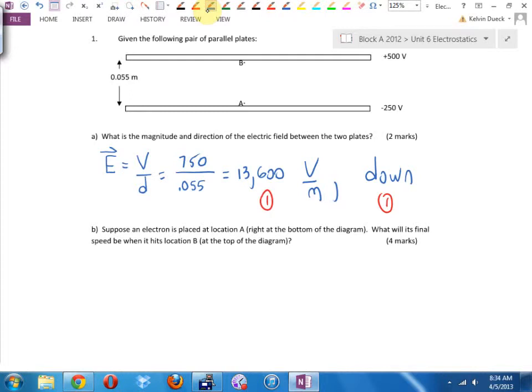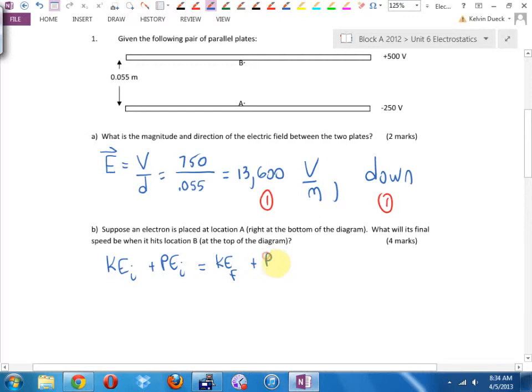Is there a change in height? Is there a change in speed? This is a job for conservation of energy. We have initial kinetic plus initial potential equals final kinetic plus final potential. It's starting out at rest. Initially, it has potential energy. That's why it's going to fall. But when it hits the far end, it's like it's hit the ground. Its potential energy is now 0. I'm going to have a half mv final squared. And we said that between parallel plates, the potential energy could be given by qV.